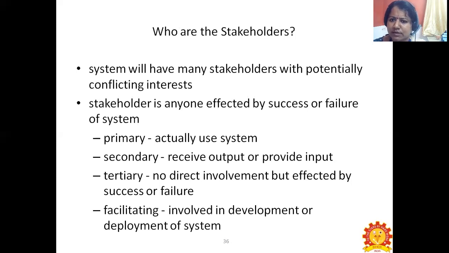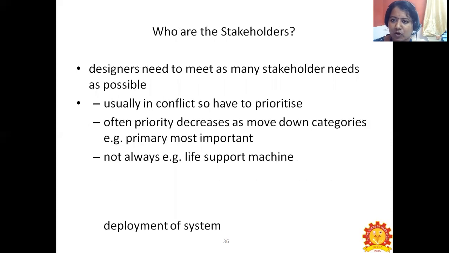So who are the stakeholders? The system will have many stakeholders with potentially conflicting interests. A stakeholder is anyone affected by the success or failure of a system. Here we have the types: primary, secondary, tertiary, and facilitating. These are the types of stakeholders.